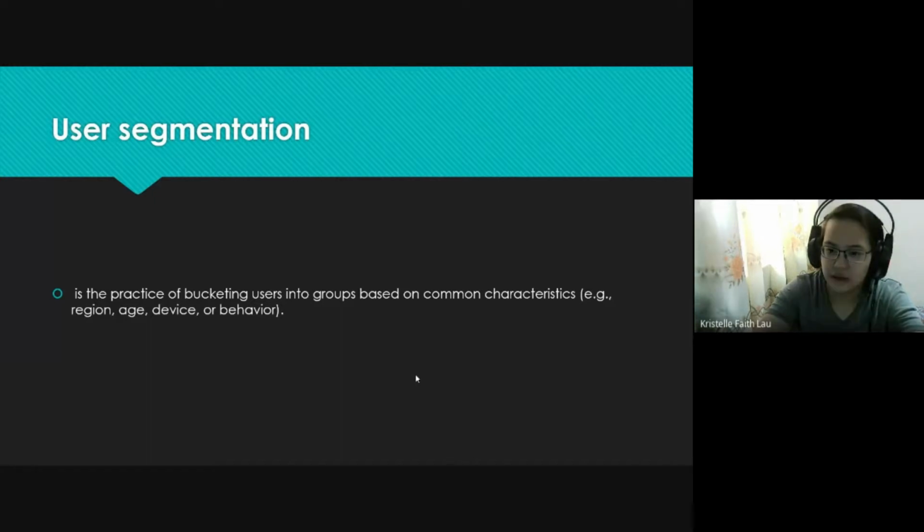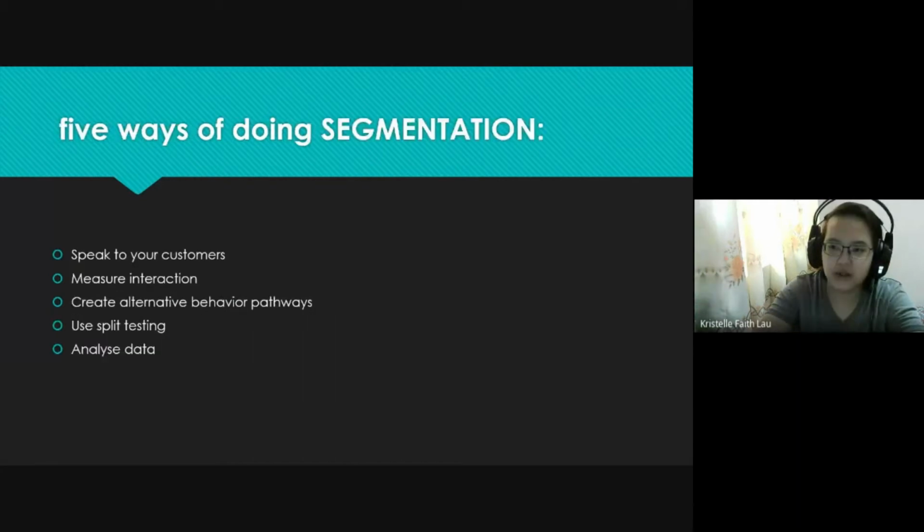And then, next is the 5 ways of doing segmentation. But before that, let me outline the customer behavior online, kung paano siya ni-evolve from the old days to the present day. So we will understand more kung sa ang history sa ato ang kuan sa customer behavior online.